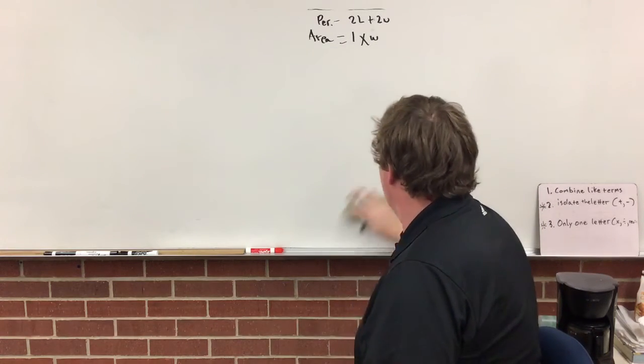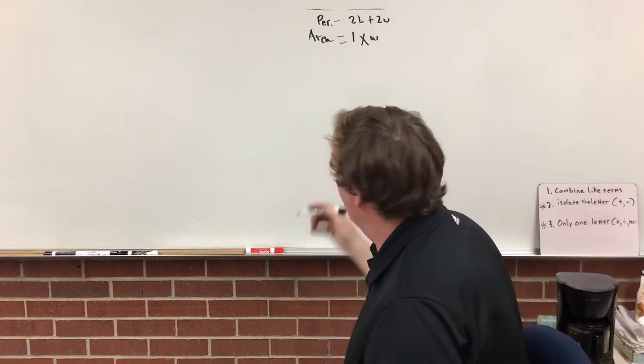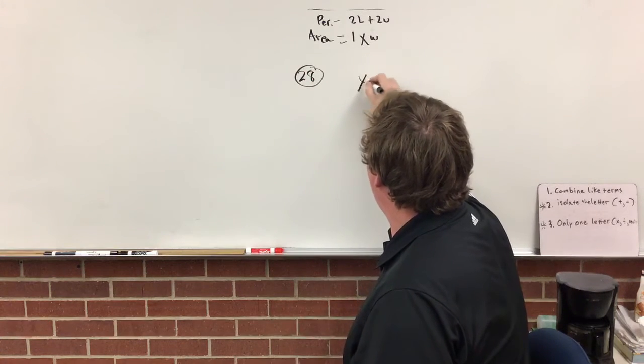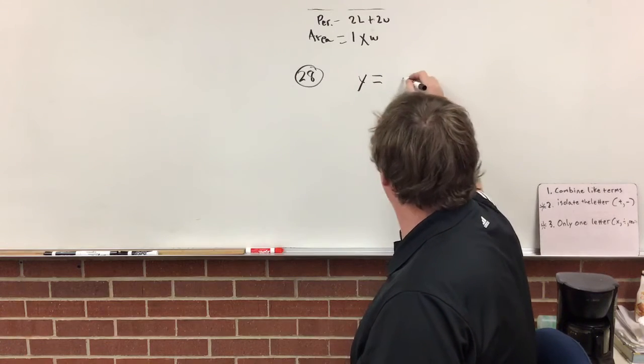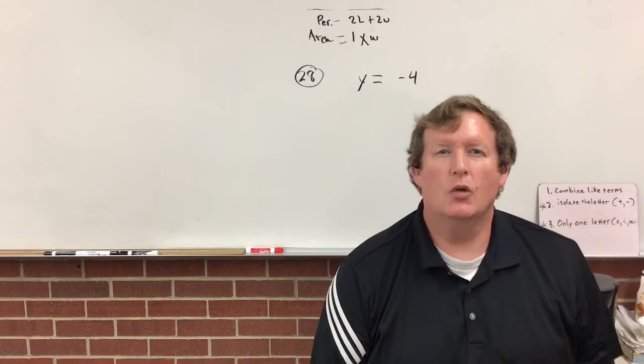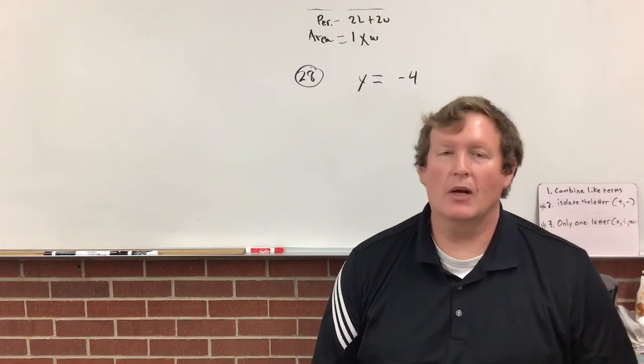Let's talk about part 3. Let's look at number 28. Okay? This is what we call a Y-intercept problem. Y equals negative 4. These are easy. You don't have to do a t-chart. You don't have to do any of that stuff.